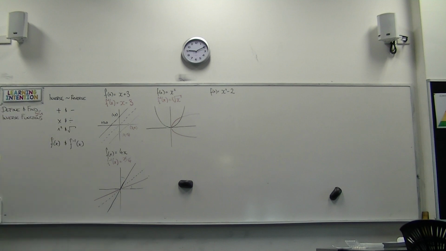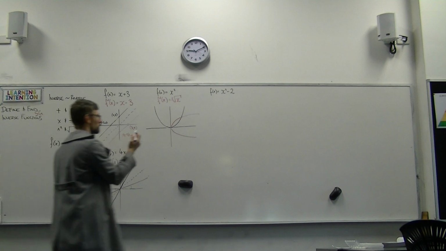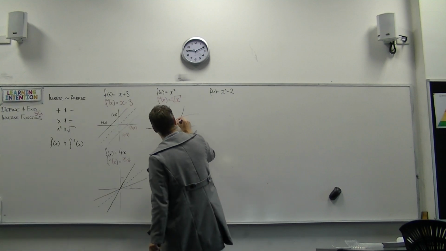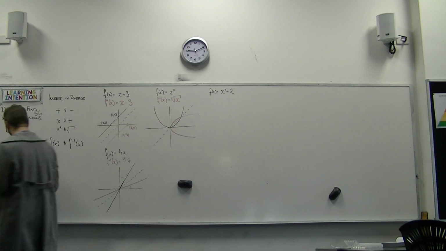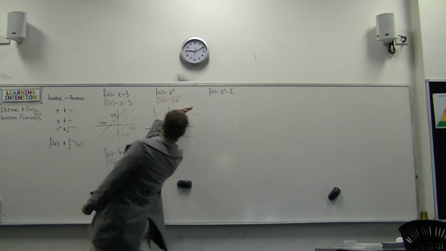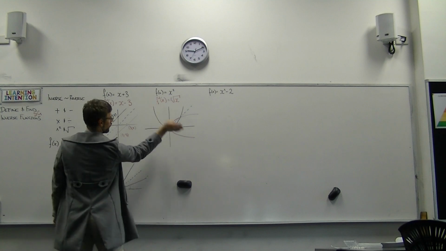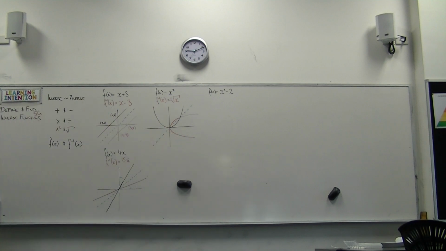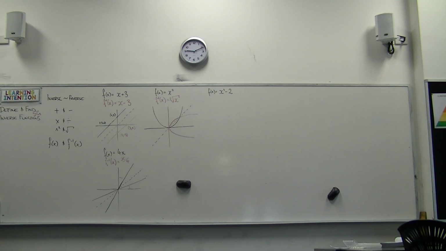Yeah, right? That one flips to there, that one flips up there. What if I do it on this? Does that work? Yeah. Also, yes. Right, so this branch will flip to that branch, this branch will flip to that branch. So an inverse you can think of as being a flip across y equals x.